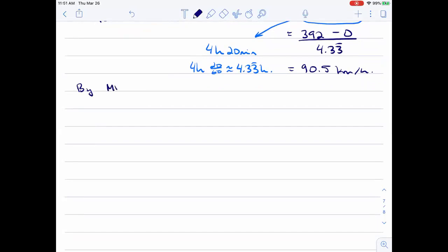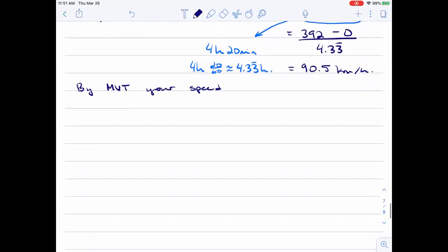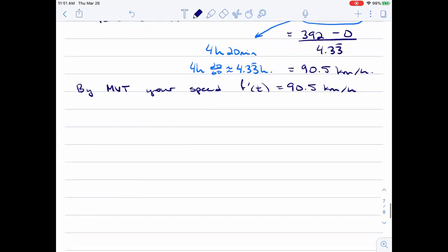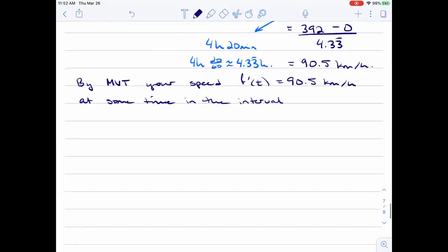What we can say then is by the mean value theorem, your speed f prime of t equals 90.5 kilometers per hour at some time in the interval from 1:13 p.m. to 5:33 p.m. Check for questions. Okay.